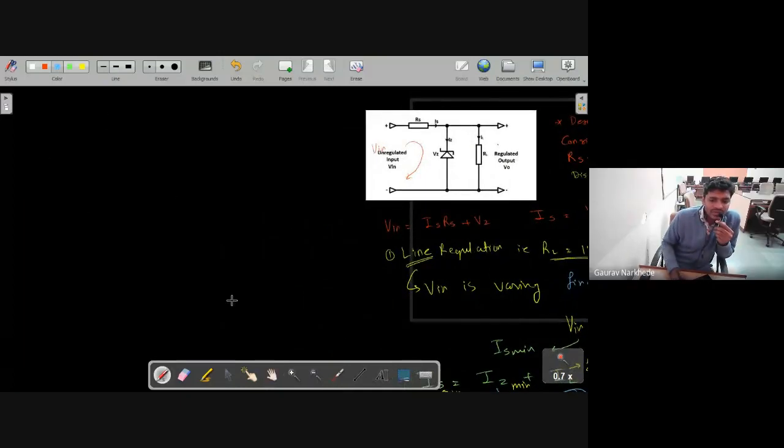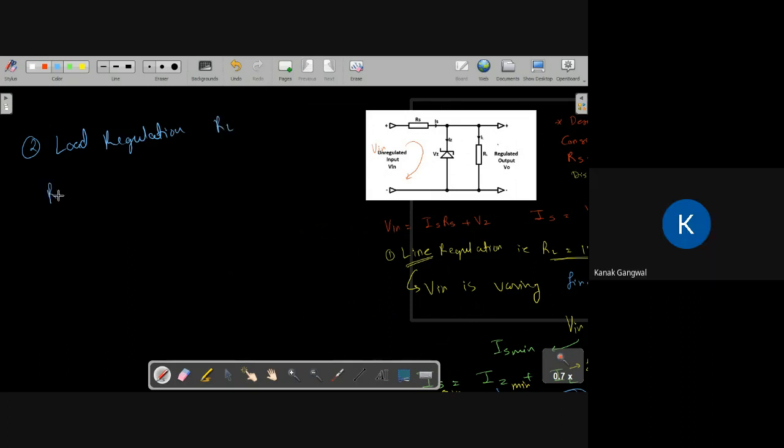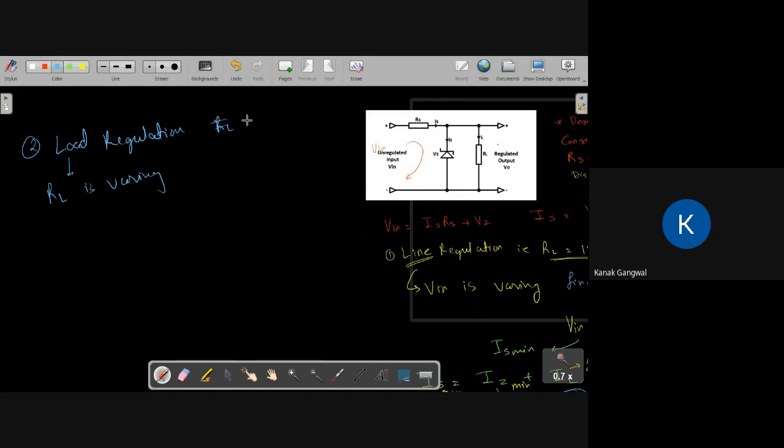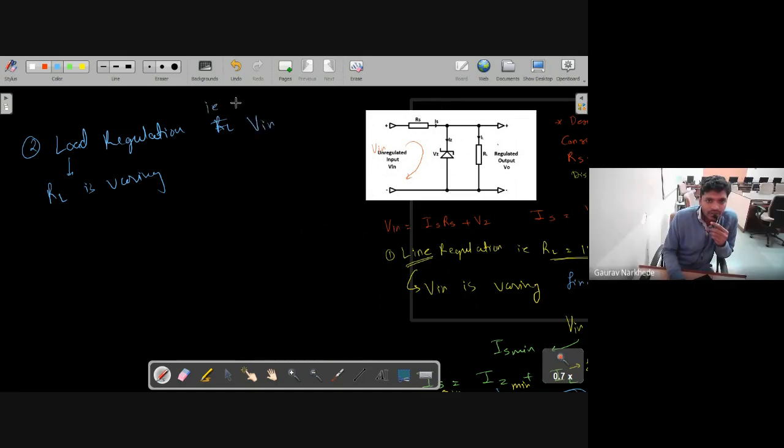Now let us discuss our second problem, that is load regulation. Load regulation means what? RL is variable. What is constant? Input is constant. Let us keep input constant at, how much shall we take? 12 volts constant. And RL is varying. So we need to calculate RL minimum.